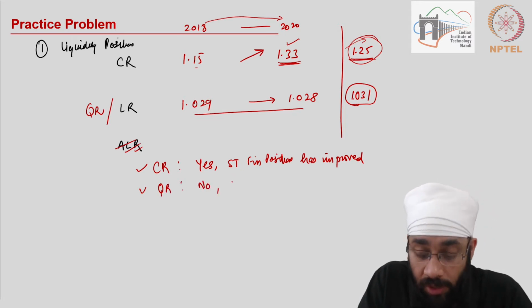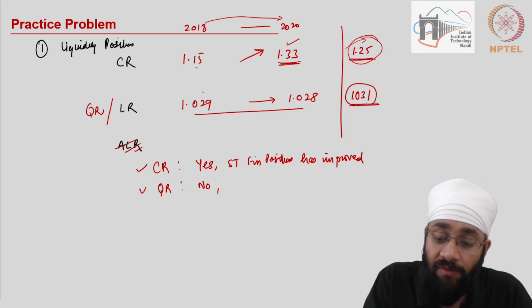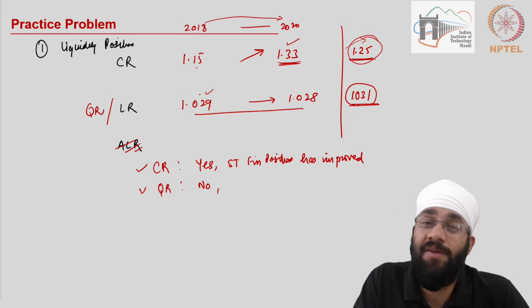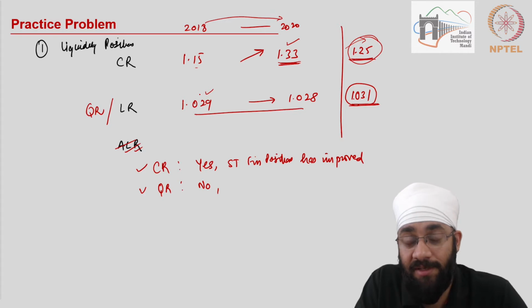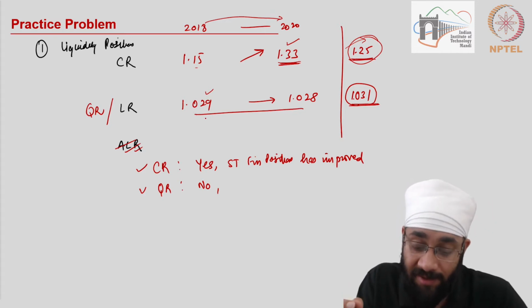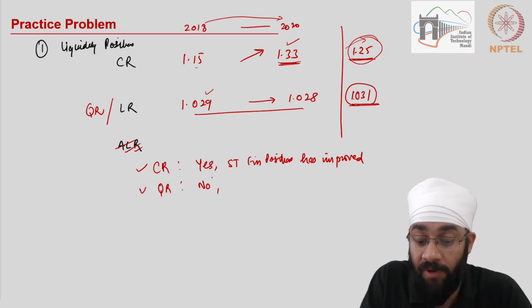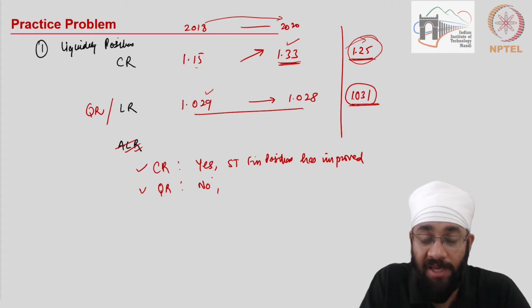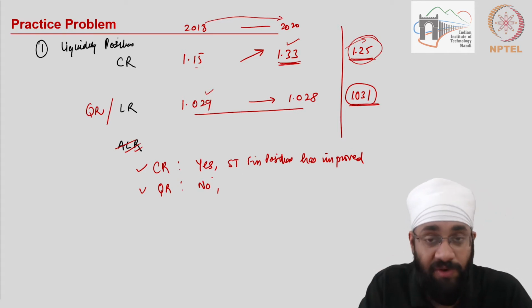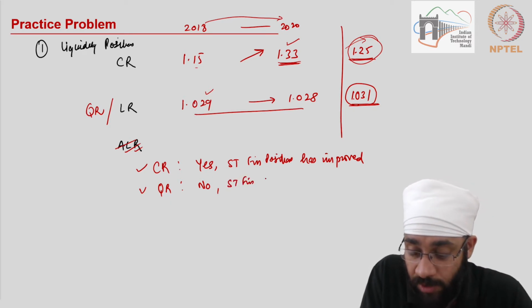According to quick ratio, we are not in a good position, because compared to industry standard, we have gone down. Now you could argue that this is a very small variation. It's not a very large difference. This is 0.01 only. So it may not be a significant number, but still compared to industry average, we are below. We should be better than the industry. Why should we be below the industry average by even 0.01? So let's be very strict with this company. So we say no, the short-term financial position has not improved.